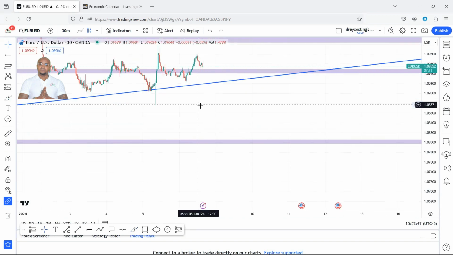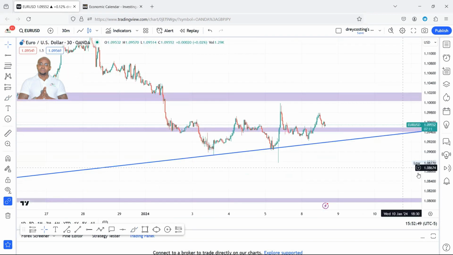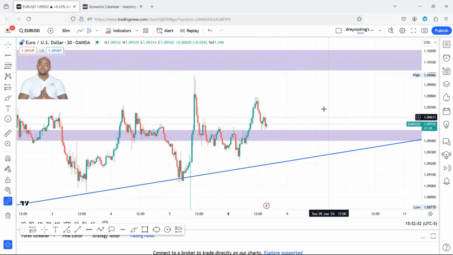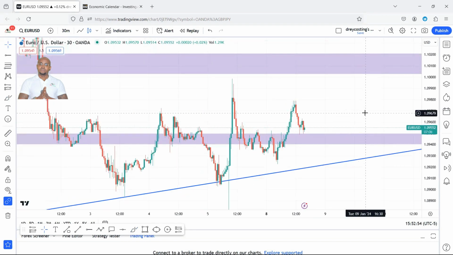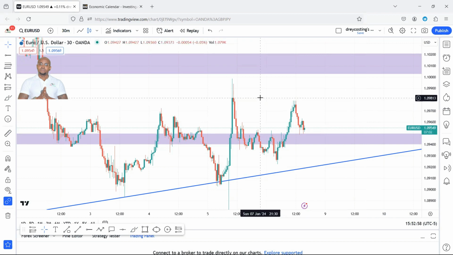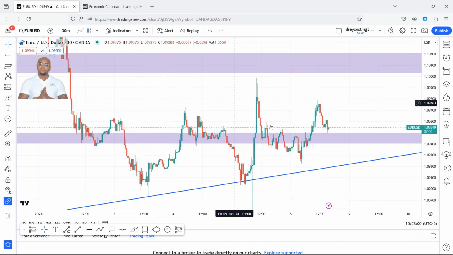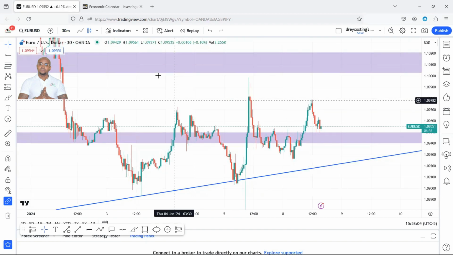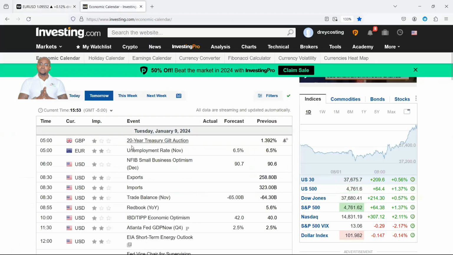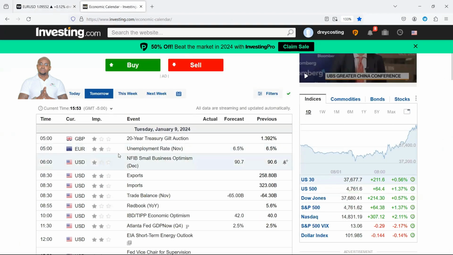All right, so we're on the 30 minutes, right? Let's bring it up. So notice that there is no type of movement for today. Realize, choppy market, right? So no type of movements like that. Let's look on the calendar, right? What we have for tomorrow.